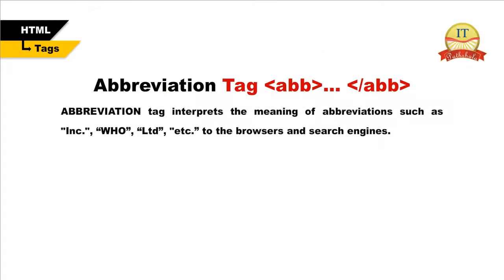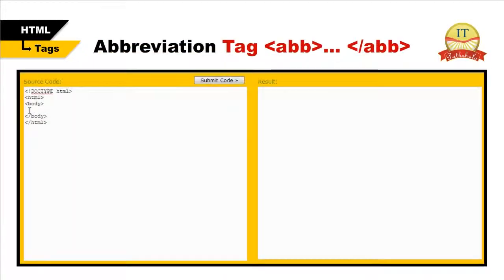Abbreviation tag. Abbreviation tag interprets the meaning of abbreviations such as INC, WHO, LTD, etc. to the browsers and search engines. Now, for example, you have the text, IT is one of the fastest growing industries, written on your website. And I'm sure you would definitely not want the search engines to interpret the word IT as it. You would want the search engines to read IT as information technology.